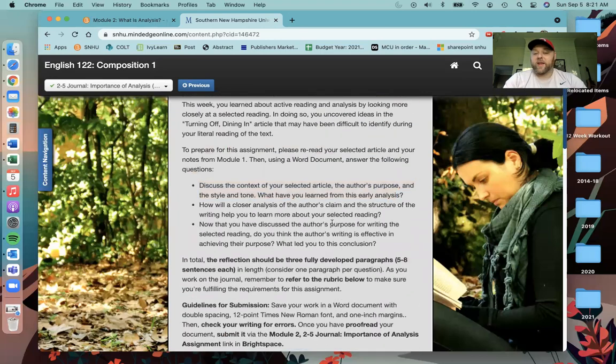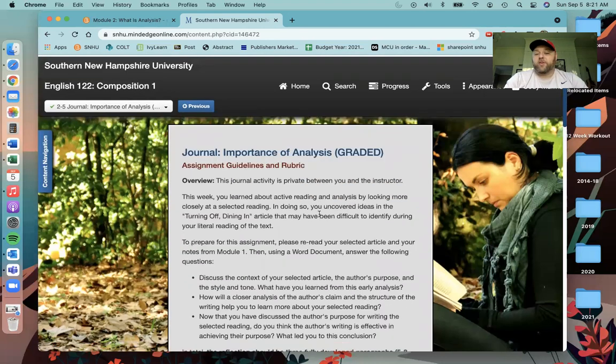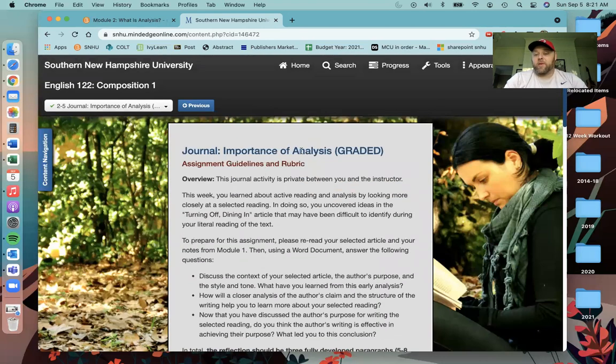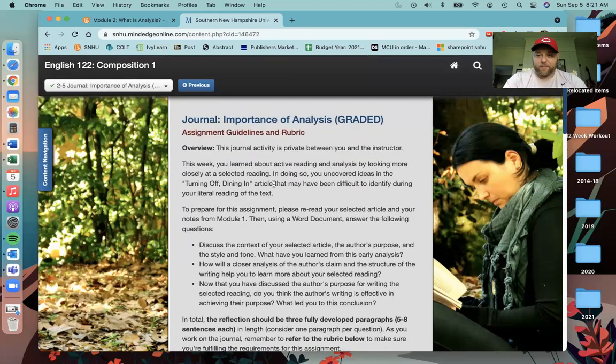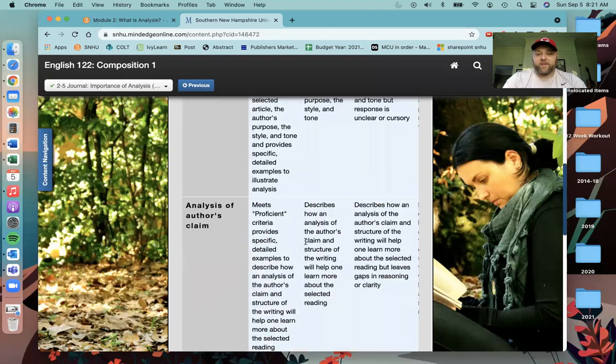And again, I will reiterate this. You're going to do this assignment, the journal, the importance of analysis, not on Turning Off Dining In. That only exists in 2.4. You will not use that again. You're writing this journal about the article that you wrote your 1.7 assignment about, the first week's assignment. Whichever article you picked that week that you wrote about for last week, you're going to also write about for this week and for forever. That will be the article that you use for all of these assignments.